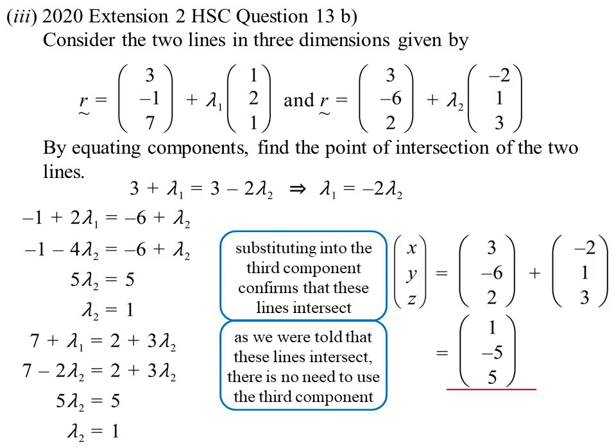Oh, of course, now we actually have to go and find the point. So lambda 2 is equal to 1. I can substitute that into the second one, and we get, well, I wrote it as a vector, position vector. I guess I should have written it as the point 1, negative 5, 5.